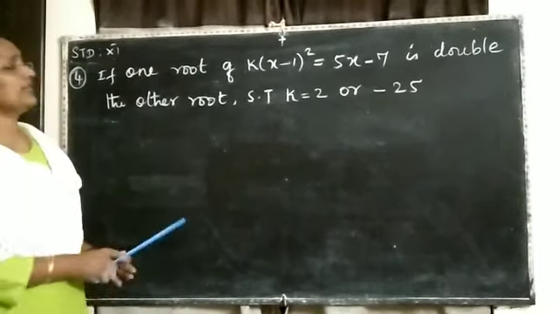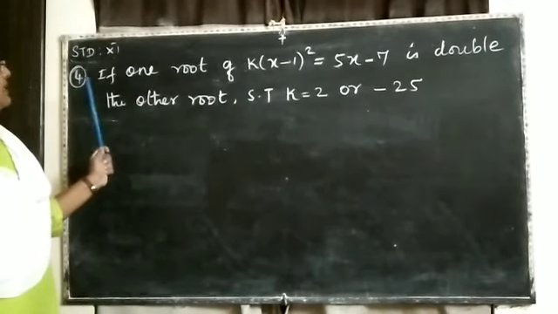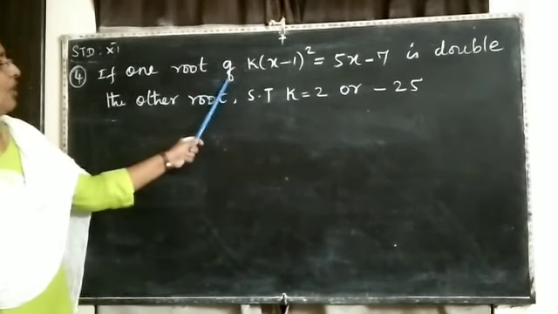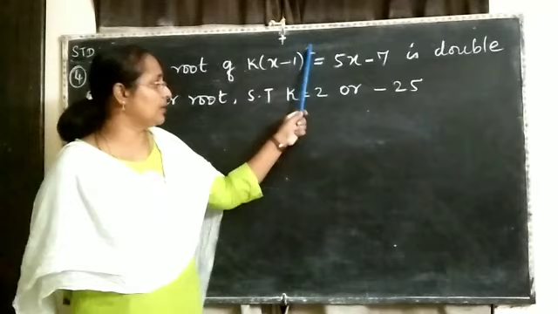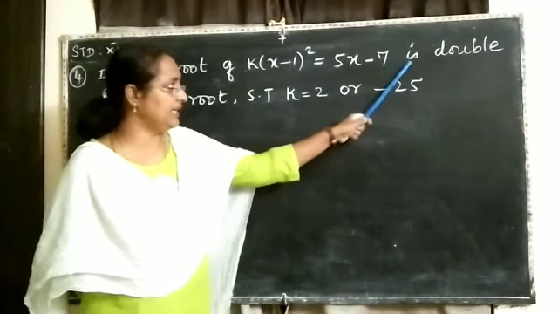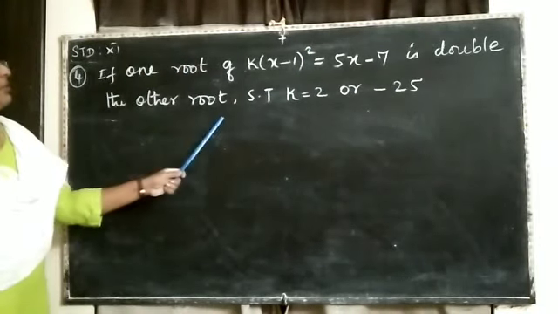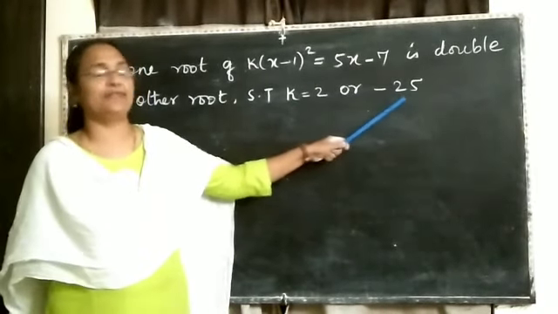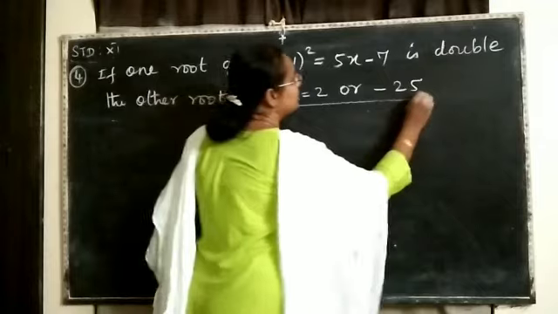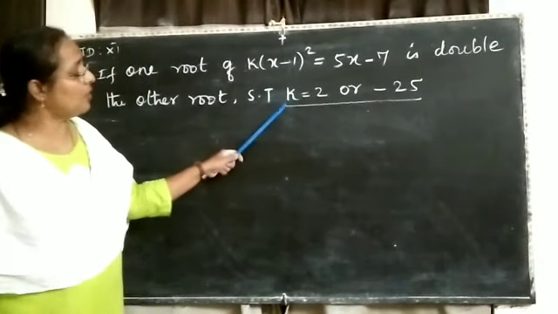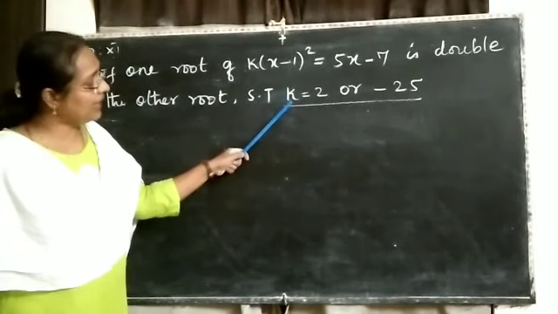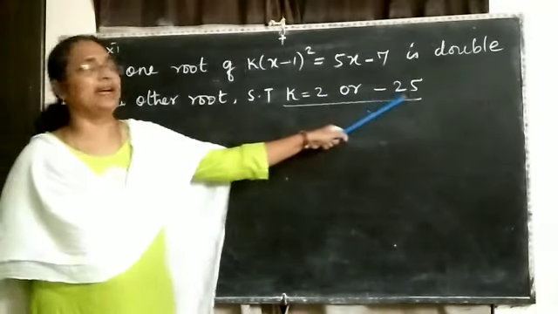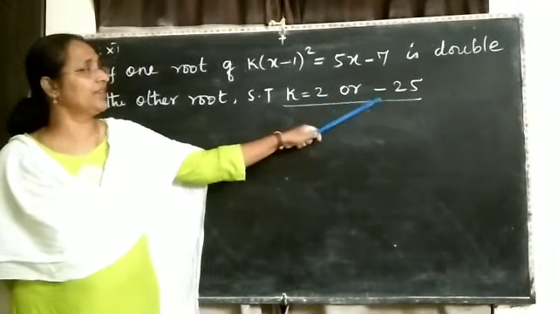Okay students, now look into this fourth sum, a very simple sum too. If 1 root of k into x minus 1 the whole squared equal to 5x minus 7 is double the other root, show that k is equal to 2 or minus 25. So this is the thing we have to prove, that the value of k is 2 or minus 25. This is the final answer. We have to prove it.